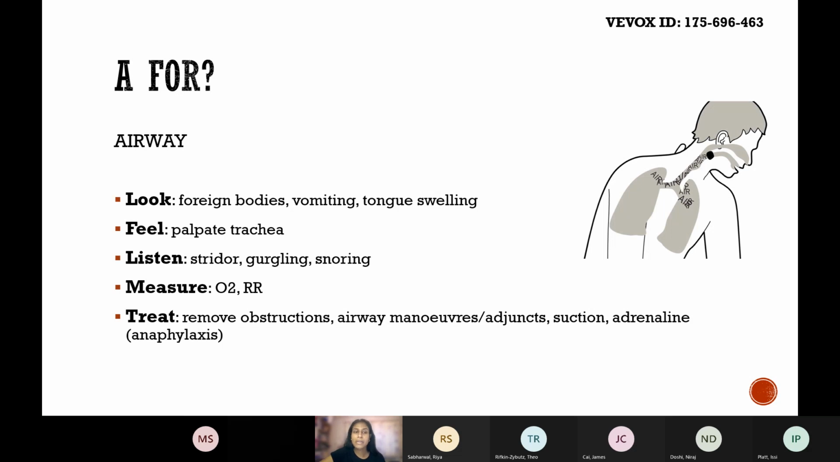So starting off with the basics, looking. There's a structure that you can follow with everything from A to E, and we'll have a look at that with A. So looking, as you guys have said, foreign bodies, is there any vomit, any tongue swelling? Even if they're able to talk to you, it's quite important to check whether there's any swollen tongue. That might suggest something like anaphylaxis.